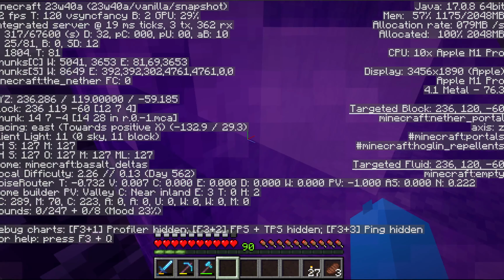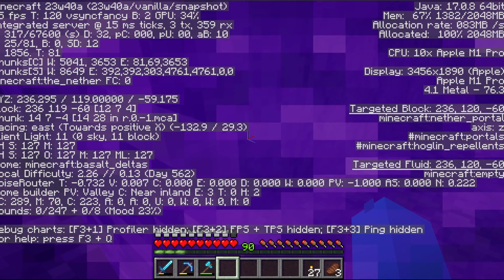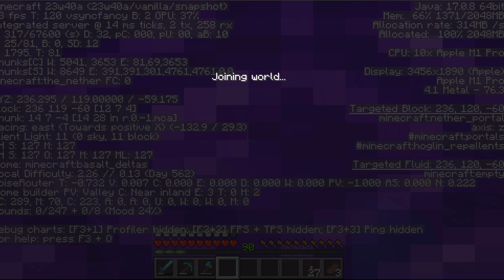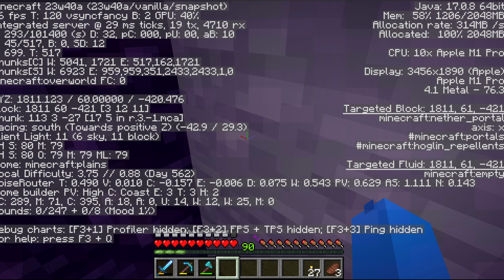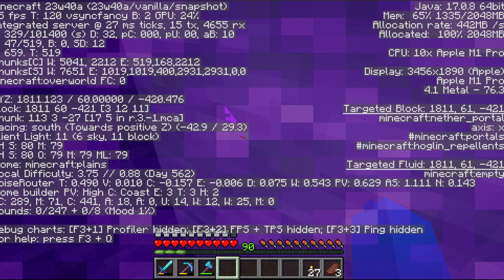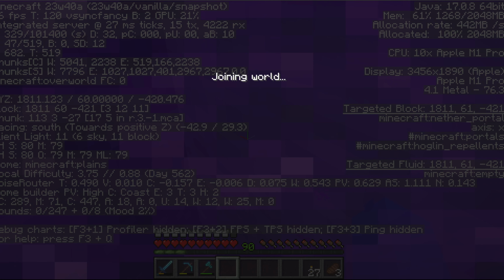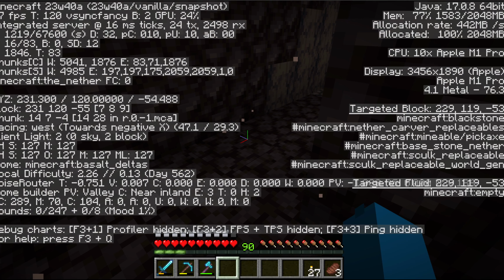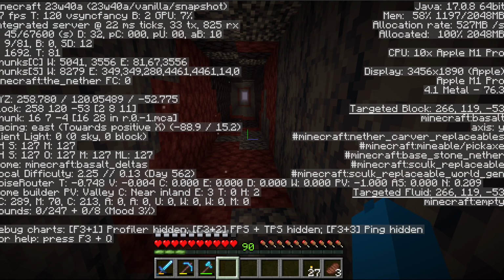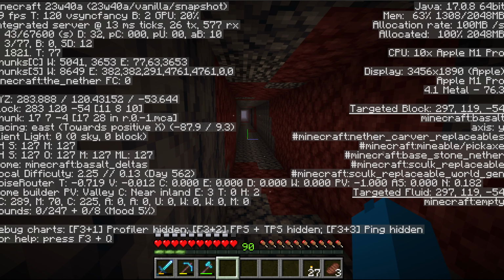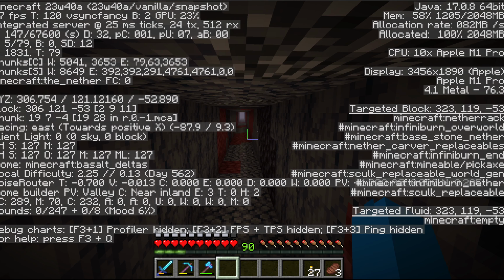Now, if you times those same coordinates by 8, that is going to be your coordinates in the overworld. So hypothetically, let's say there's a location you want to go to in the overworld. Well, if you divide those coordinates by 8, instead of multiplying by 8, and you build a Nether portal to that location, it should take you where you want to go.